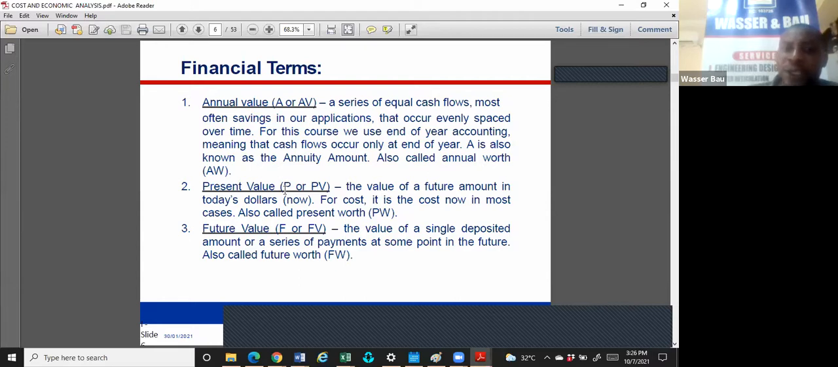Or let's say you took a mortgage and you are paying a certain amount of money. And if the mortgage is structured for 5 years, after 5 years, you're not going to pay the same amount again.